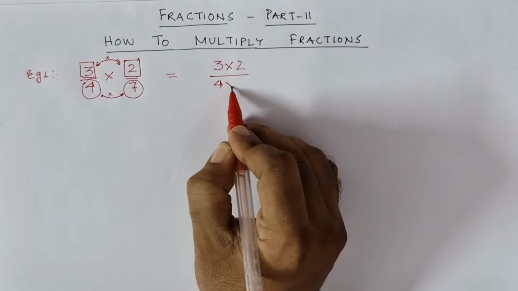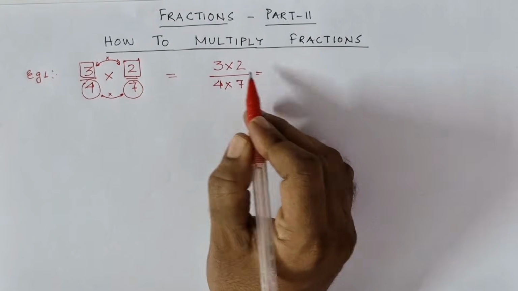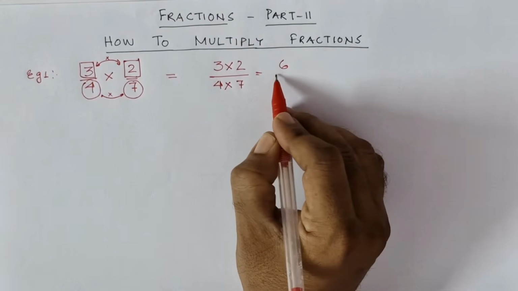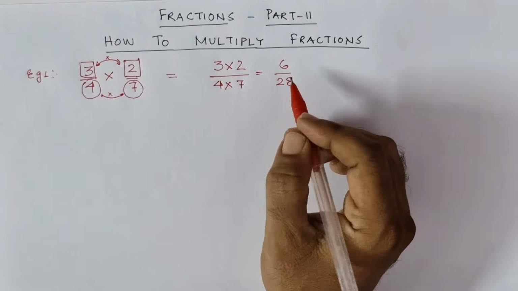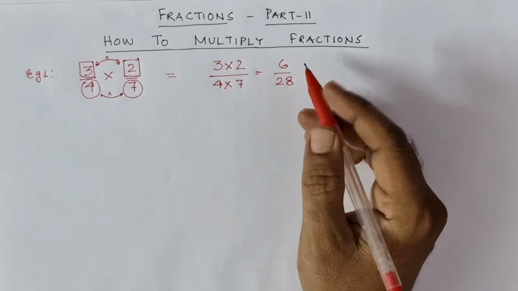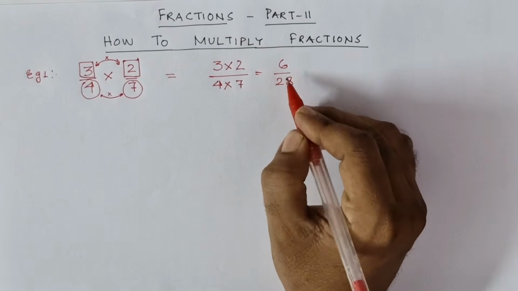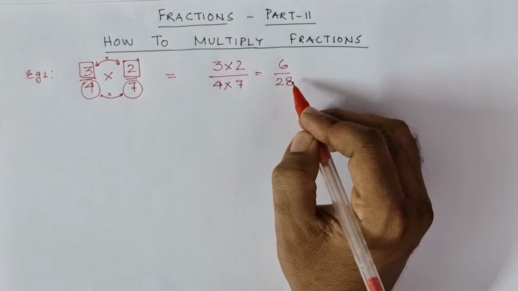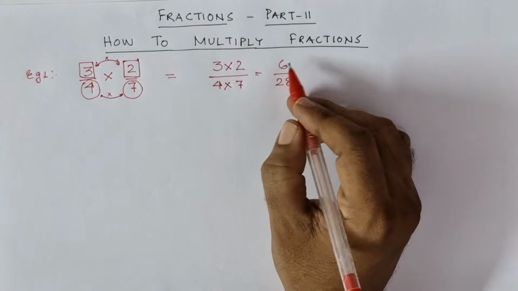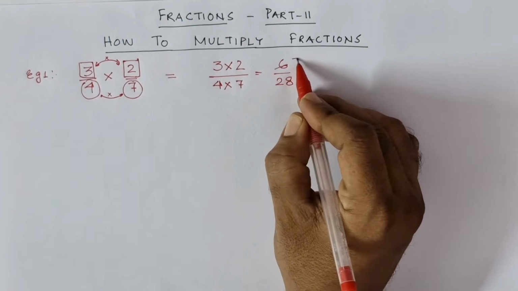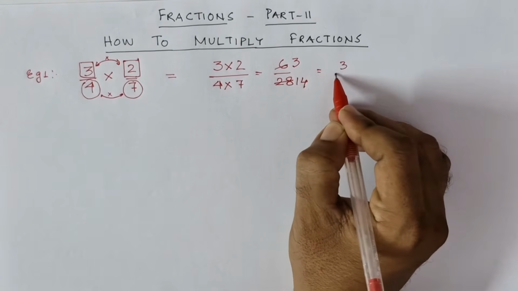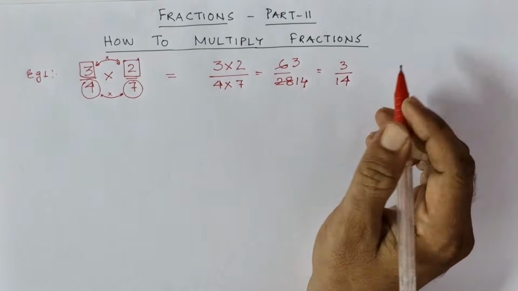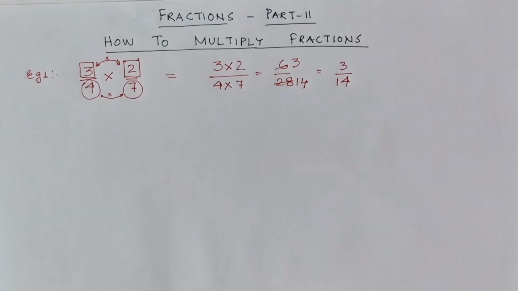So 4 by 7. So this one will be 3 times 2, 6. 4 7s are 28. Now if there is scope for simplifying, you simplify. So 6 and 28 both are divisible by 2. So go ahead and simplify it. 2 3s are 6 and 2 14s are 28. So after simplification it becomes 3 by 14. So it's very simple and easy.